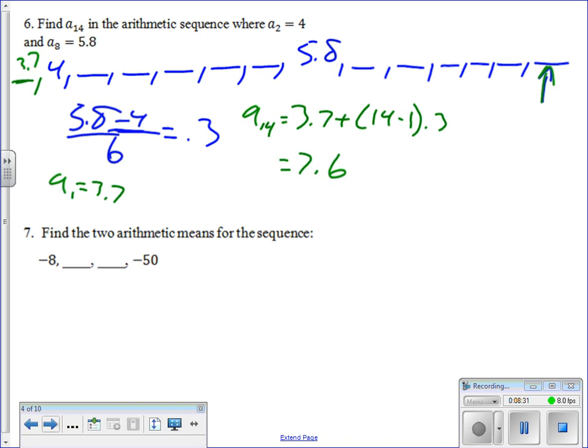Find the 2 arithmetic means. We need to find D and just add D a couple of times to fill in the blanks. Take the last term, negative 50, subtract the first term, negative 8, divide by 1 more than we have spaces, because I have to add D 1, 2, 3 times, so I divide by 3. And you end up getting D is negative 14.